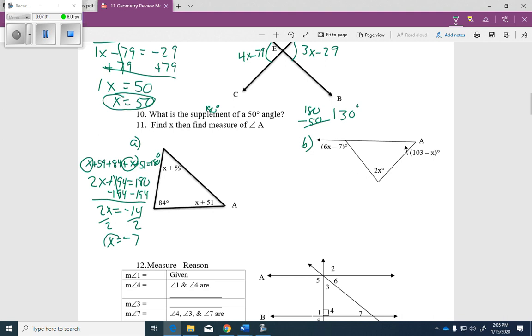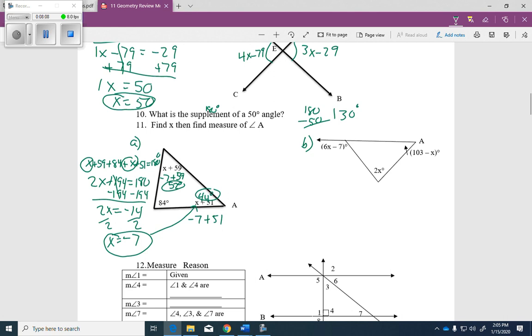Right now I'm going to take this x equals negative 7 and substitute it in. Negative 7 plus 51 doesn't give me a negative answer for my angle now, so all is good. This turns out to be 44 degrees, and when I put negative 7 in here, negative 7 plus 59 is 52. So now I found all the angle measurements. They really only asked for angle A, so angle A is 44. The value of x is negative 7.